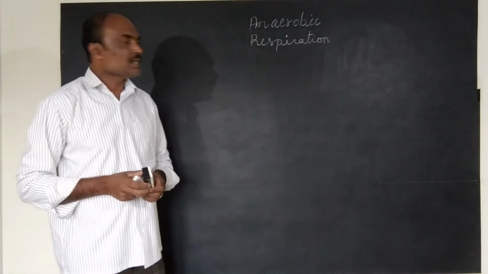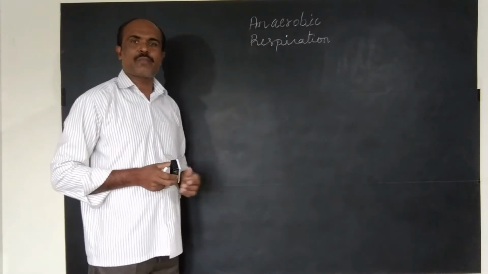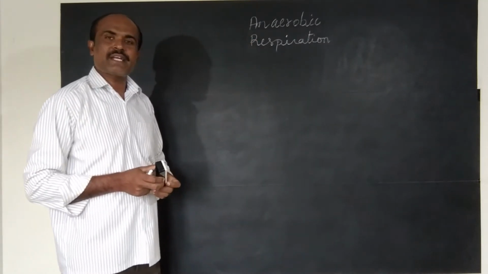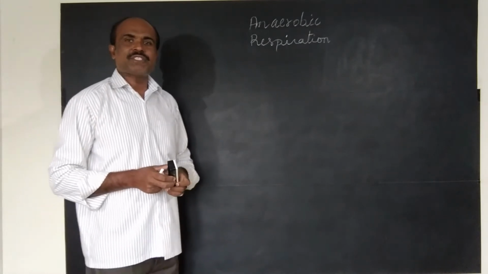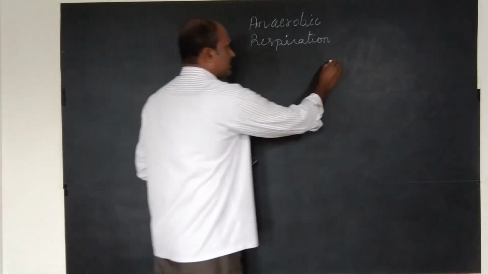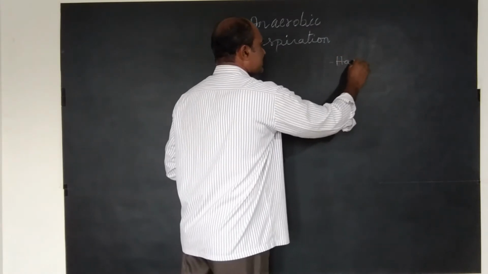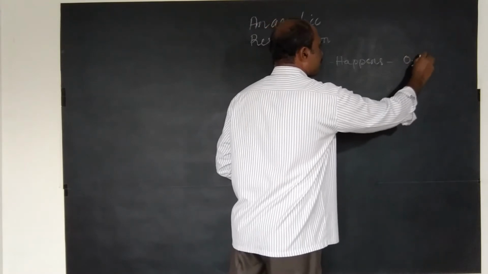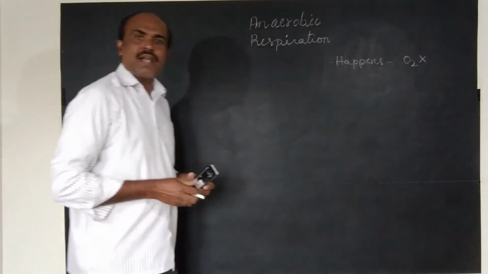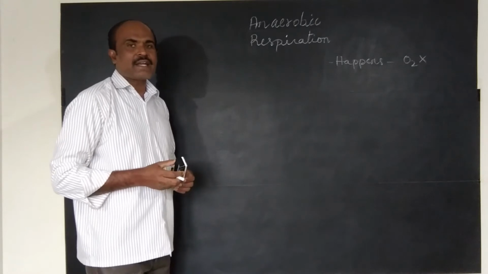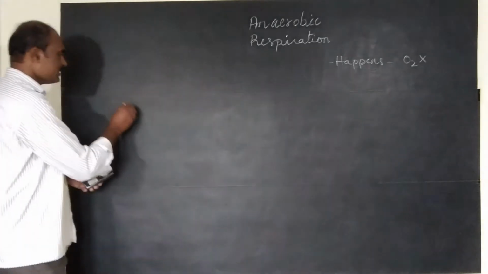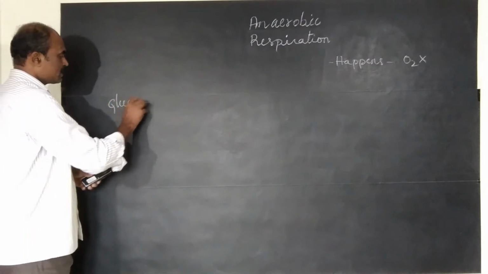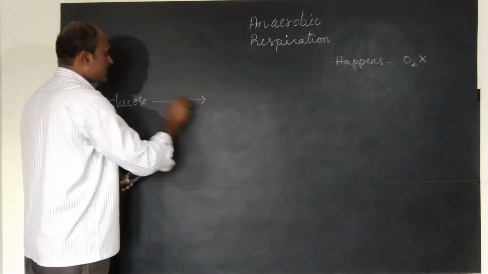In this video class, let us discuss about anaerobic respiration. Anaerobic respiration is a type of respiration which takes place in the absence of oxygen. Now, let us understand in detail. See, glucose undergoes glycolysis.